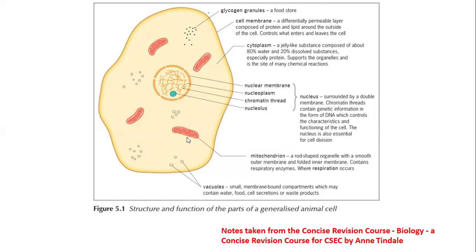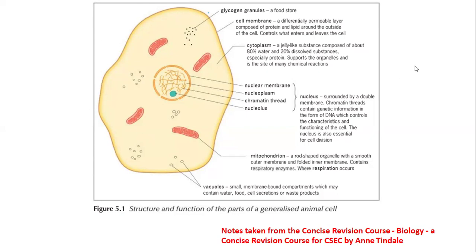Then we have the mitochondrion. It's rod shaped, so make sure that when you're drawing your diagram, it's rod shaped. And this is where respiration occurs. You know, mitochondrion is the powerhouse of the cell. Then vacuoles, which are smaller, right? Because of course, animal cells don't need to store a lot of water, so the vacuoles will be smaller. So that's basically the animal cell, guys.